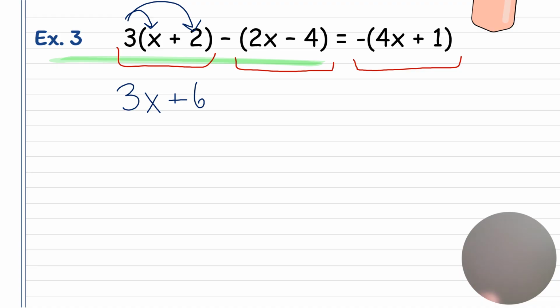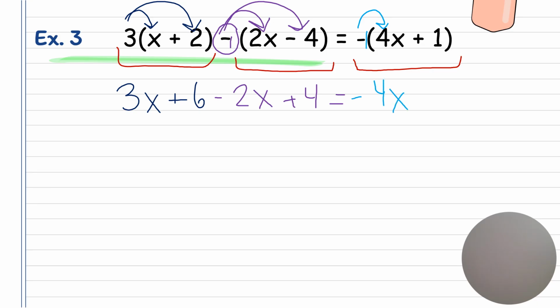Next group. So I'd have this negative out here. That's really a negative 1. So I am going to distribute that negative 1 into each term. Oh, the 1 disappeared. So I'll have negative 2x. Negative 1 times negative 4 will give me a positive 4 equals. And then in my last group, I again have that negative, which is really a negative 1. So I'm going to multiply that into each term. So negative 1 times 4x gives me negative 4x. And negative 1 times 1 gives me a negative 1. Okay, so I got rid of some of my groups.